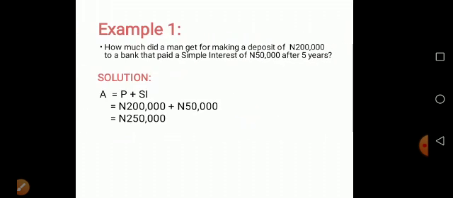Now, let's look at this example 1. How much did a man get for making a deposit of 200,000 to a bank that paid a simple interest of 50,000 after 5 years? There are two major things we are looking at here. We are looking at the principal, that's the money deposited, that's 200,000, and of course the simple interest of 50,000. So amount, as we have been given, is principal plus simple interest. So 200,000 plus 50,000 will give you 250,000.